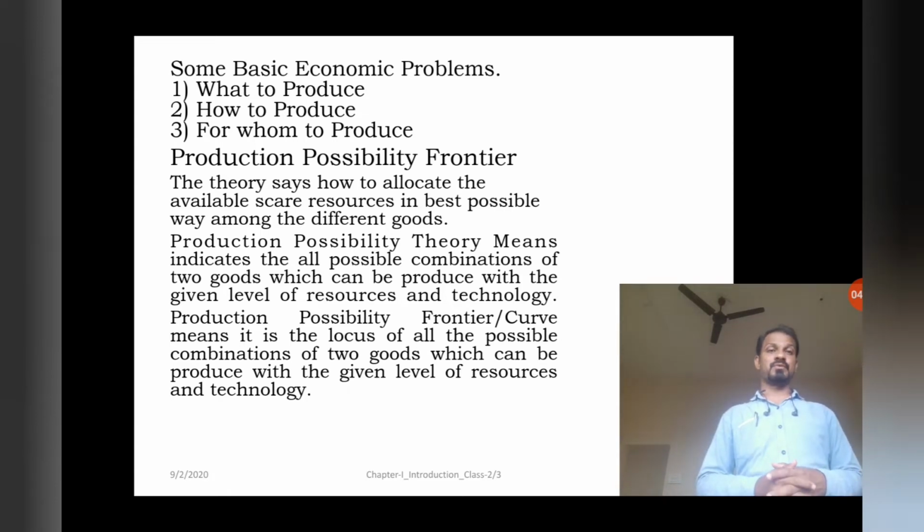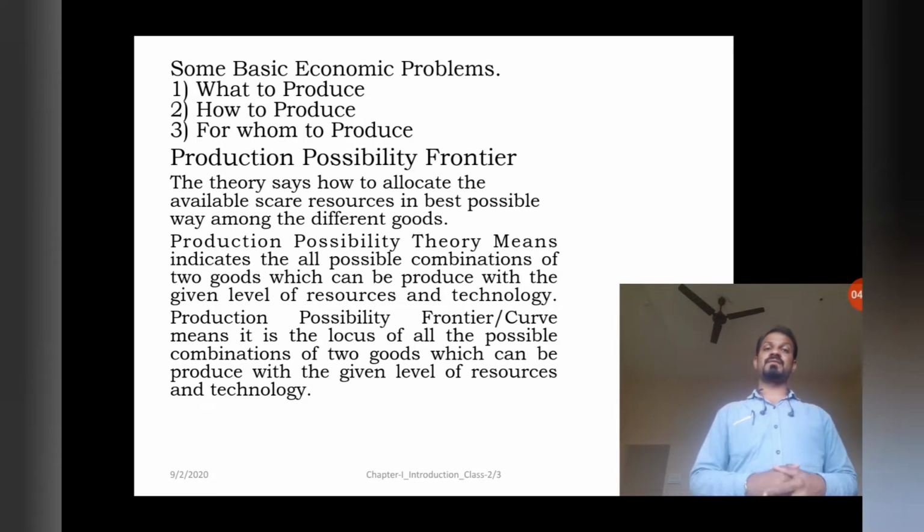Thereafter, how to produce. After deciding the production of goods, the next problem arises: how to produce. We have various kinds of methods to produce. Among them come the labor intensive technique and the machine intensive technique. So we have to decide which technique to use to produce the goods. That kind of problem arises next.